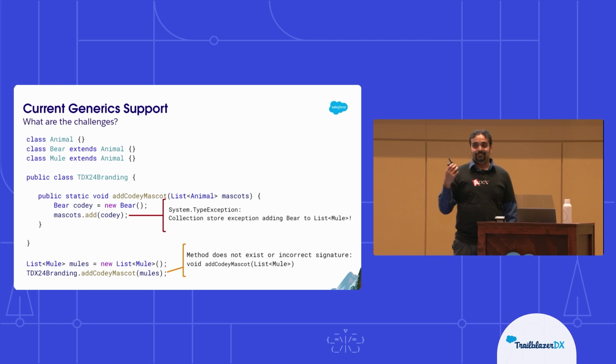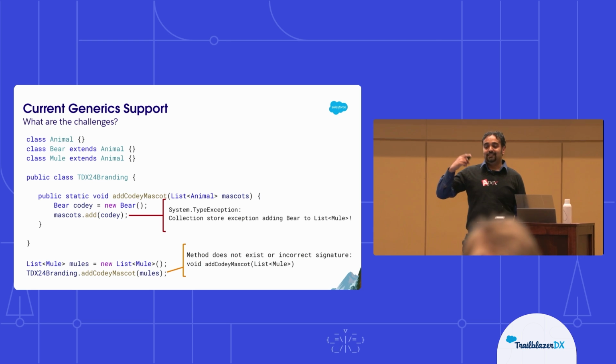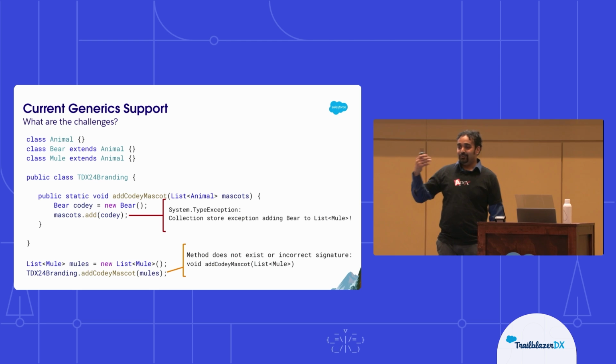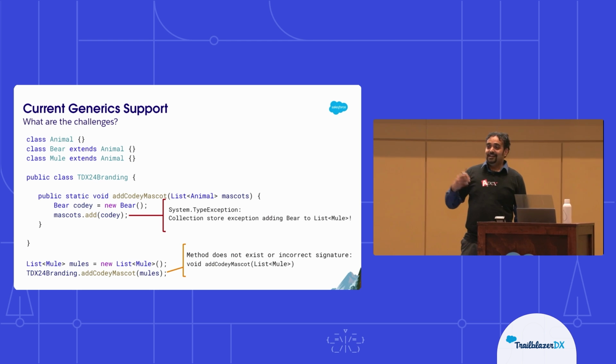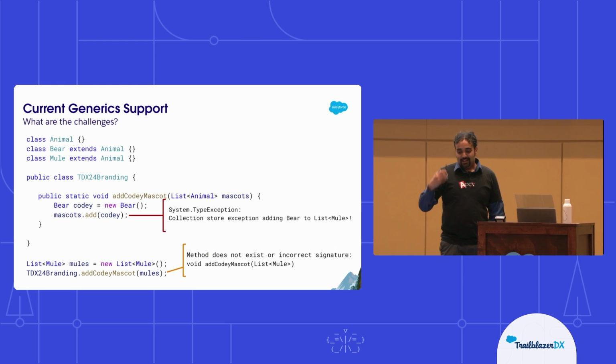There's no such method. The other problem here is when you're defining your method, you're not able to specify a constraint. If you want to add a bear, you want to say, my method only takes things that are bear or subclasses of bear, like polar bear or grizzly bear or, I don't know, any bear you like. So we don't have that ability in Apex today. So that's problem number one.